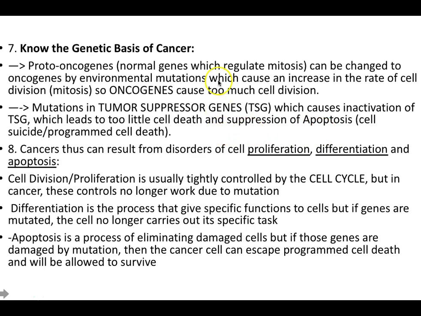And so cancer can be caused by either too much cell division, the oncogenes, or too little cell death, inactivated tumor suppressor genes. What they all have in common, no matter what the cause of the cancer is, is that you are going to interfere with cell proliferation, differentiation, and apoptosis. Okay, and this just goes a little bit more into what they are.